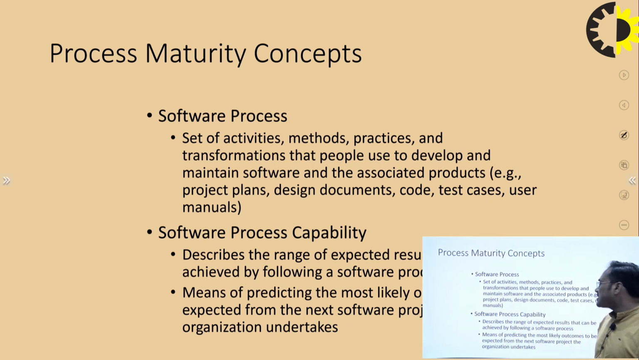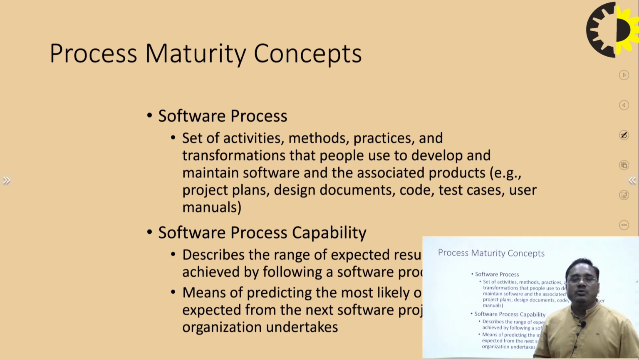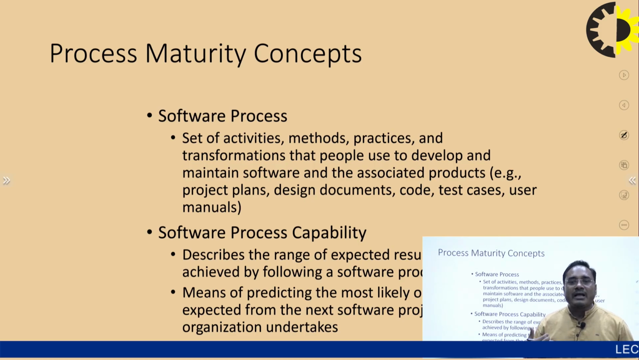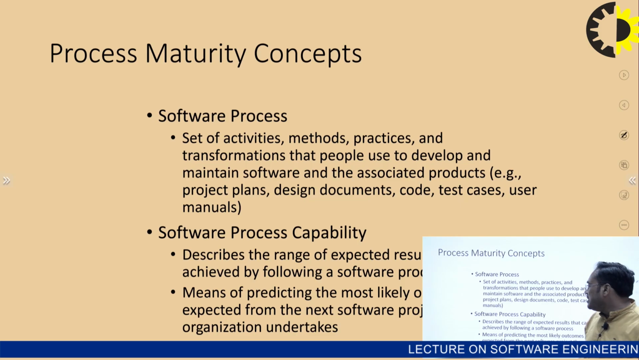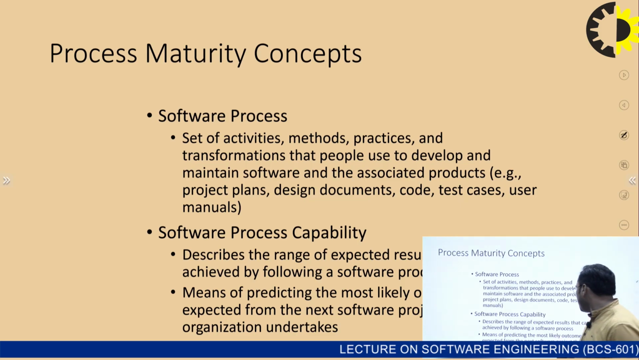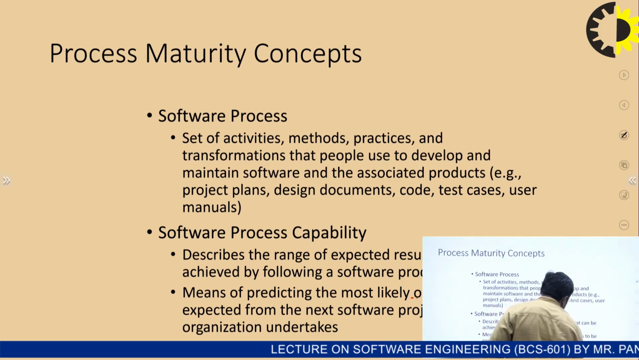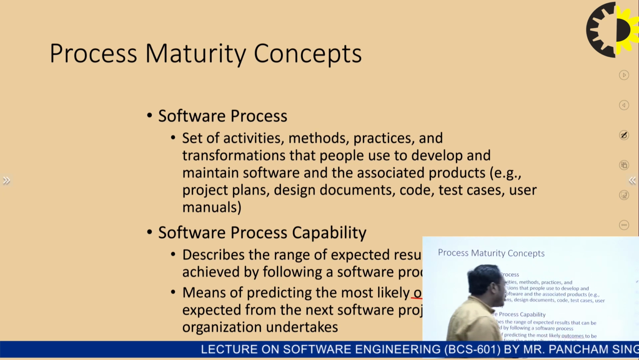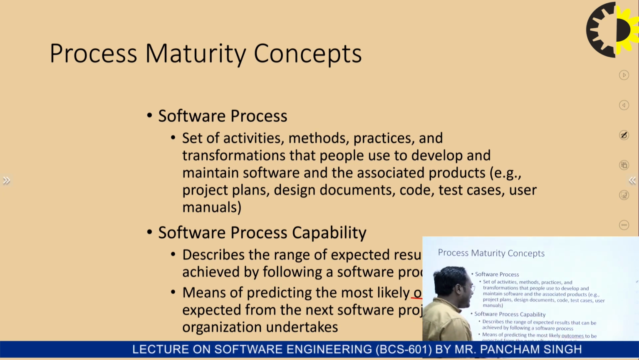Now, software process capability. It describes the range of the expected results that can be achieved by following a software process. So your target is to get the results. What is your expected result? Our expected result is getting the accurate result on the basis of applying the model. And the next one is a means of predicting the most likely outcomes. These are the important topics. Outcomes to be expected from the next software project.